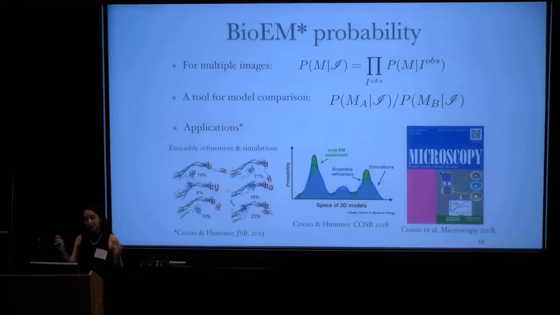But as an overall conclusion, basically, this method allows us to assign probabilities to a three-dimensional conformation, a three-dimensional structure, given a set of images.